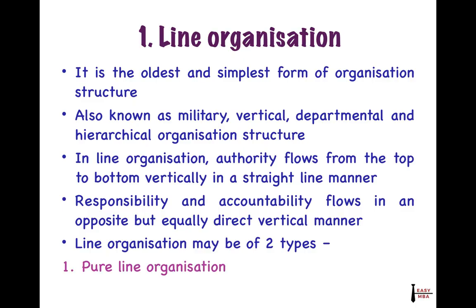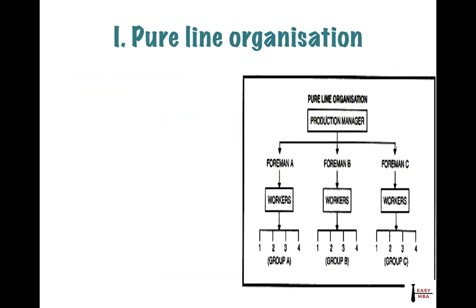The first one is known as pure line organization, and the second one is known as departmental line organization. So, let's first understand what is a pure line organization. Now, let's look at this particular chart. In this type of line organization, you can see that group A is reporting to the workers, and the workers are reporting to foreman A, and foreman A is reporting to the production manager. So responsibility is flowing from bottom to top in a straight line, and similarly authority is flowing from top to bottom, that is from production manager to foreman B to workers and to the group B and so on.